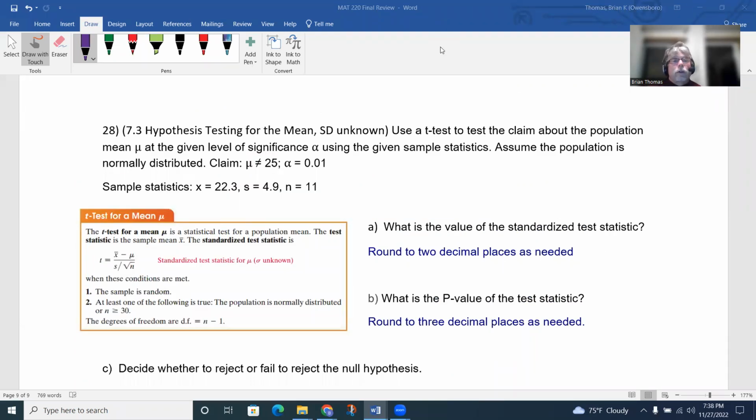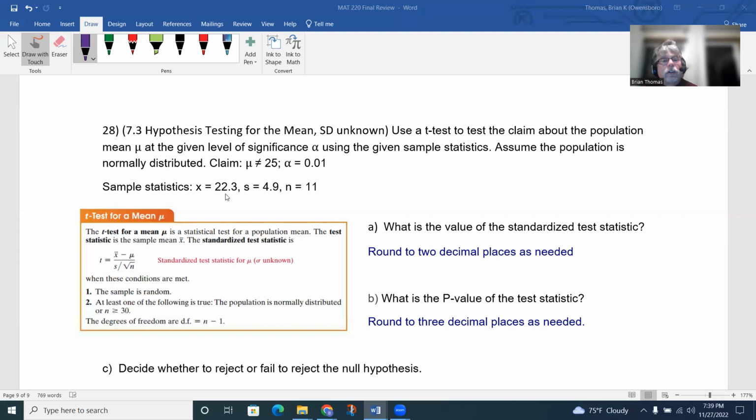So lastly, we have question 28, 7.3, hypothesis testing for the mean with standard deviation unknown. When it says standard deviation unknown, that's going to be the t-test. It says use a t-test to test the claim about the population mean at the given level of significance using the given sample statistics. Assume the population is normally distributed. Our claim is the mean is not equal to 25 at a level of significance of 0.01.